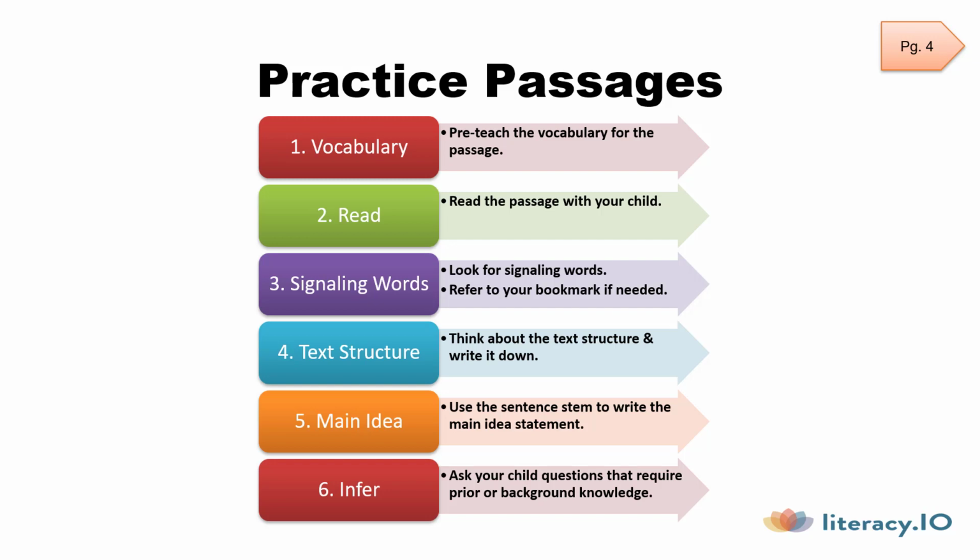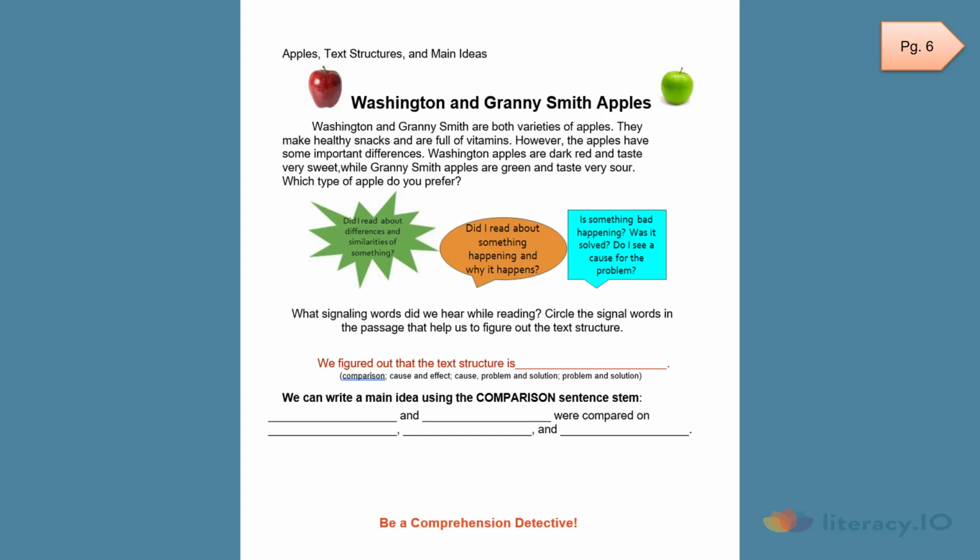You'll start with the vocabulary. You're going to pre-teach the vocabulary for the passage. Then you're going to read it. You're going to look for signaling words. Refer to your bookmark if you need to. Think about the text structure and write it down. Then create a main idea statement. And finally, practice inferring. Ask your child questions that require them to use their prior or background knowledge. So let's go through one of these together.